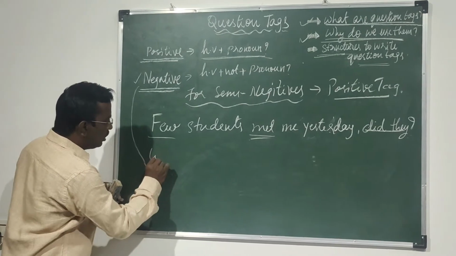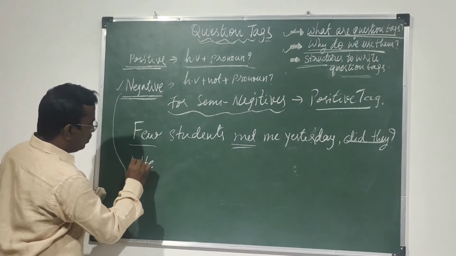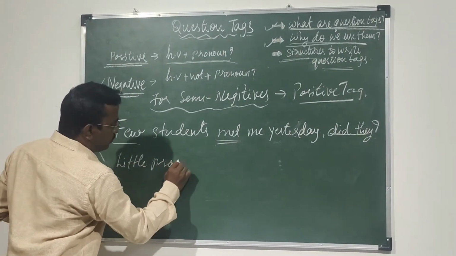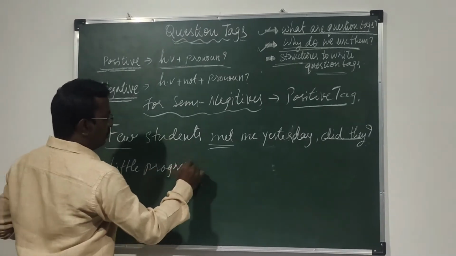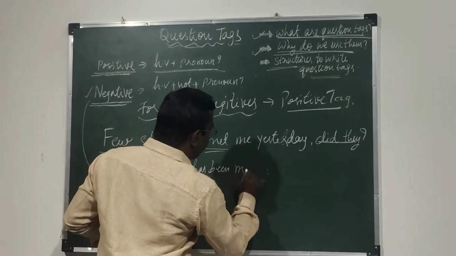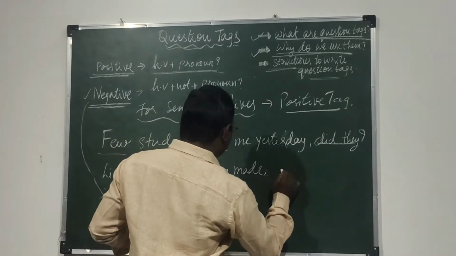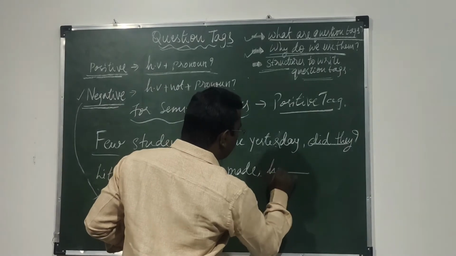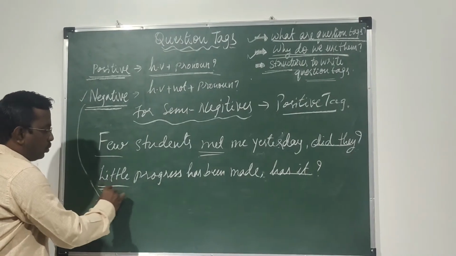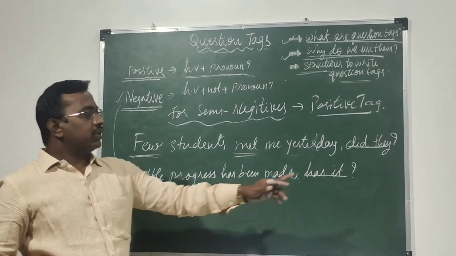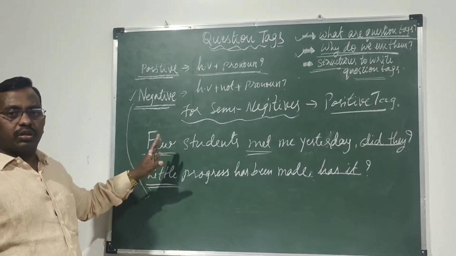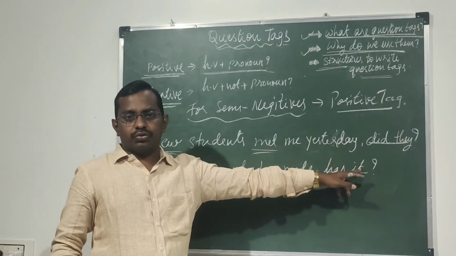For example, little progress has been made, has it? When you use a semi-negative word in a sentence, the tag should be positive.